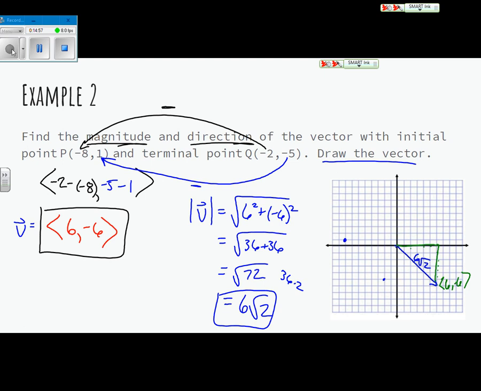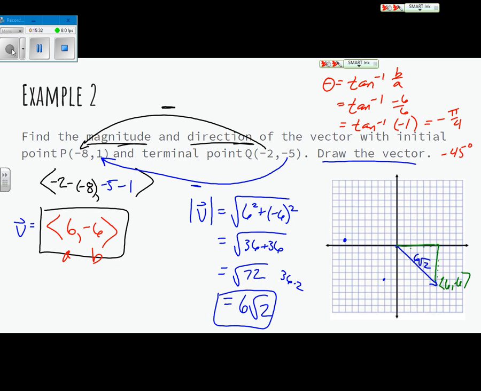So next, I want to find my direction angle. I'm just going to take the same A and B that I had earlier and put negative 6 over 6. Well, guys, this negative 6 over 6 is going to be a negative 1. And we know what tangent inverse of negative 1 is. That gives us negative pi over 4, or negative 45 degrees.